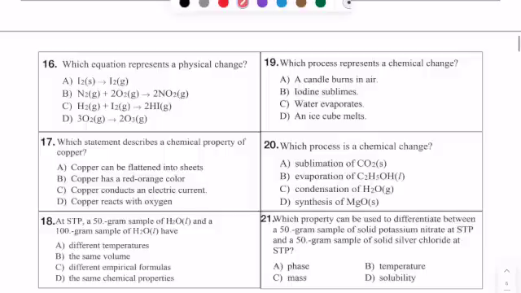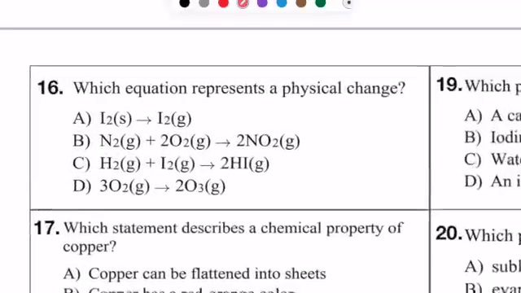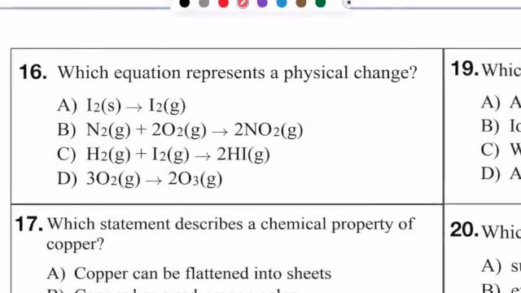So here are some more questions. Number 16 is asking for a physical change. Remember, a physical change is something where the substance is not changing its chemical composition. So we are looking for the same chemical composition on both sides. Some examples of physical changes are phase changes.